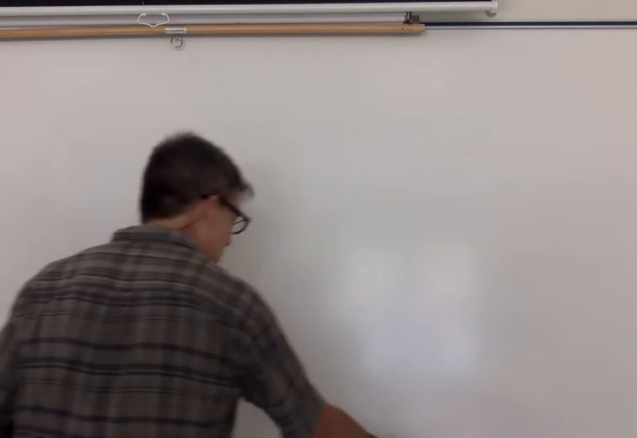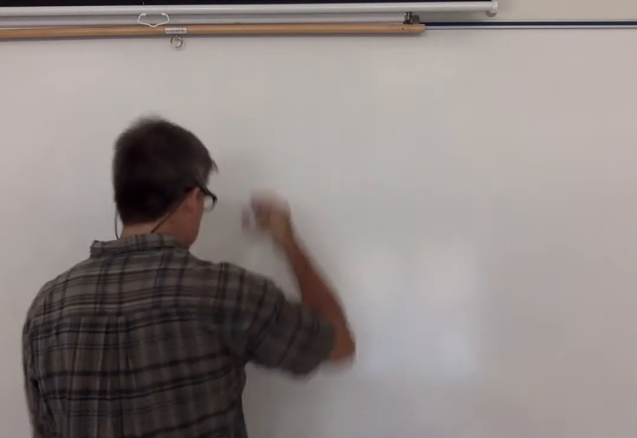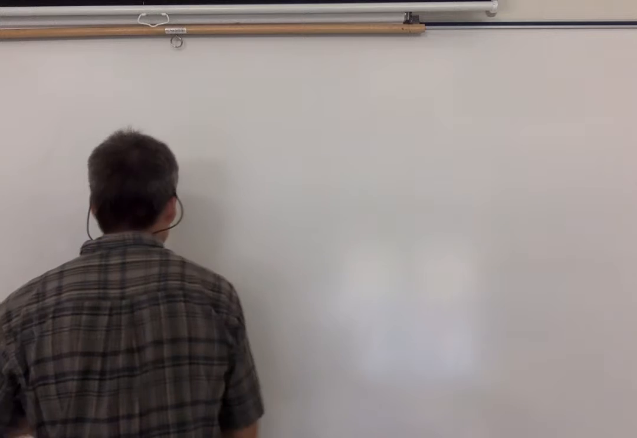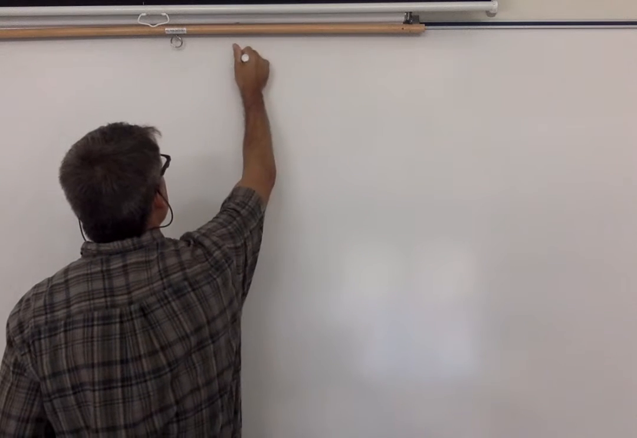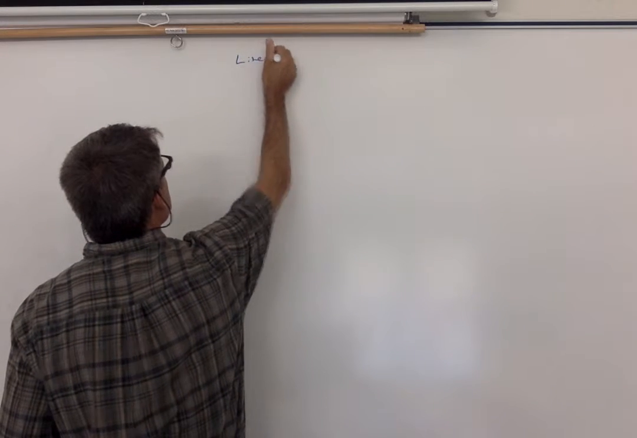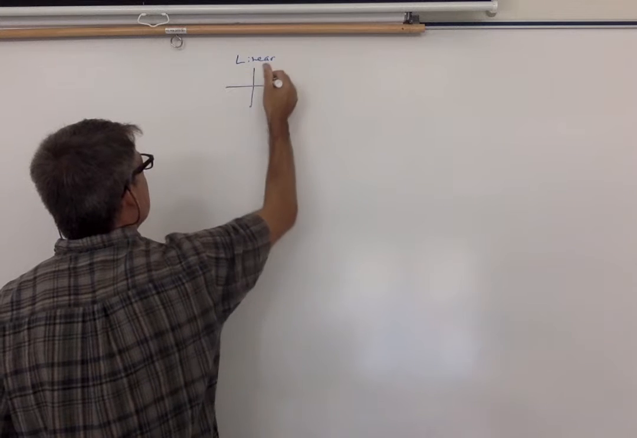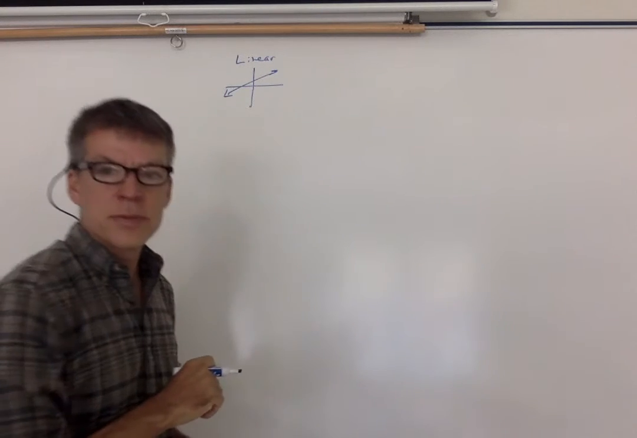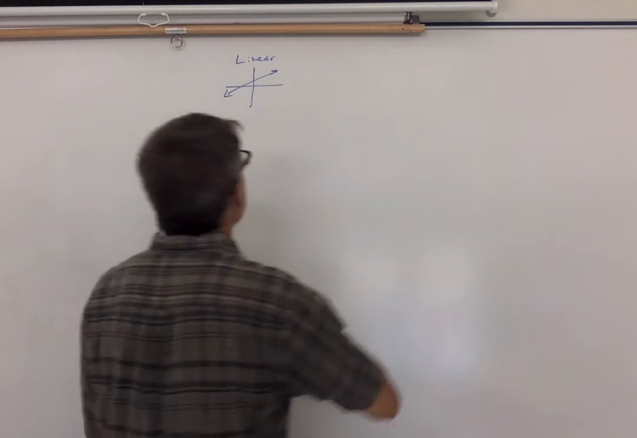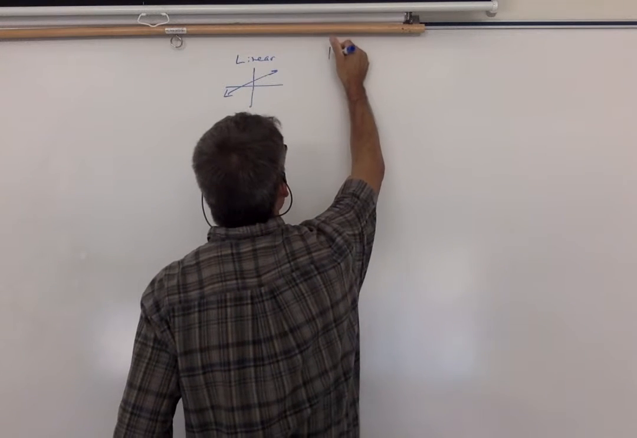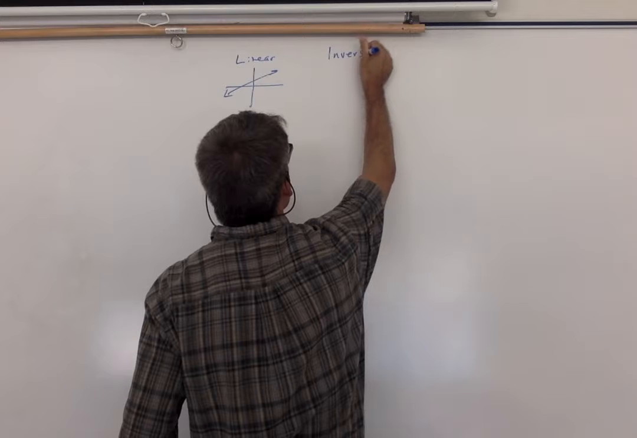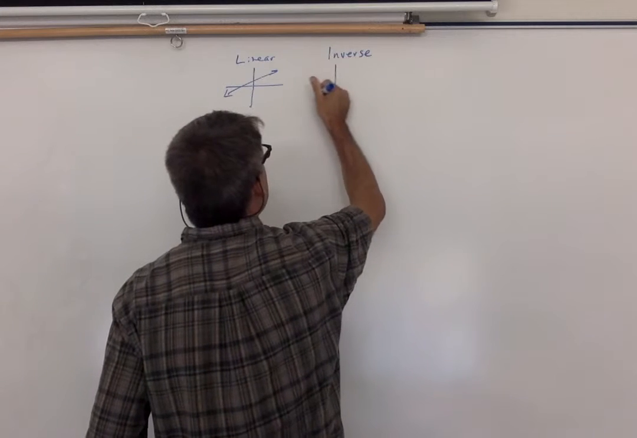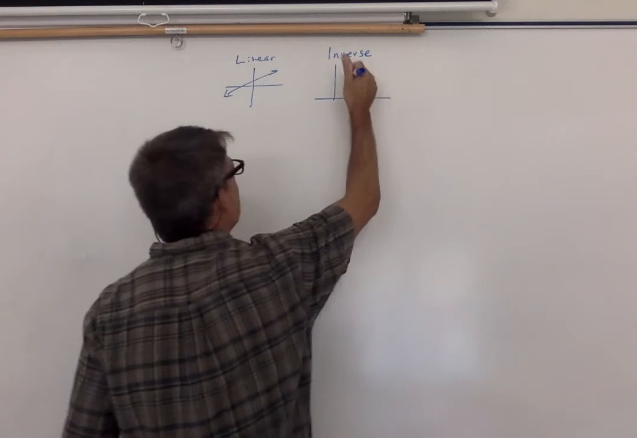Let me just tell you what they look like right away. This is the one you already know here. Linear functions, if you ever see them, they just look like a line, right? Easy peasy. If you have inverse functions, I'm just going to draw the first quadrant here, going like that.